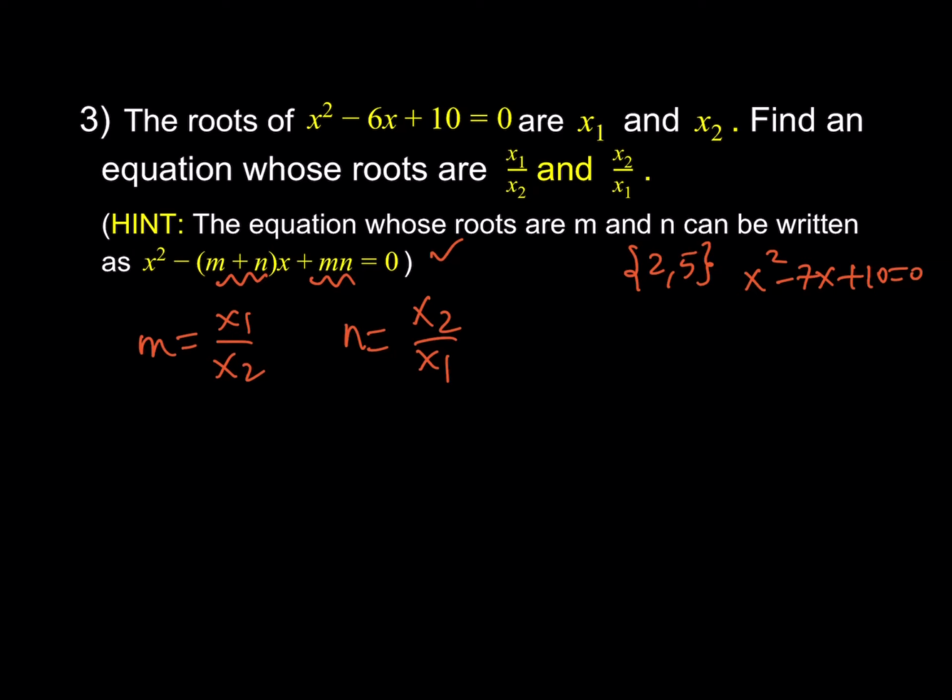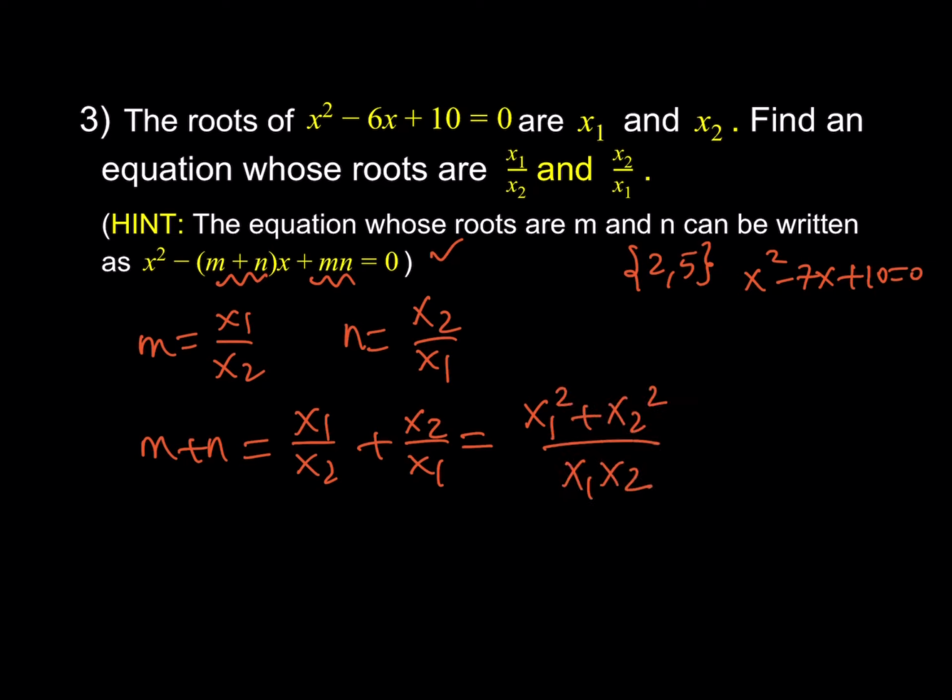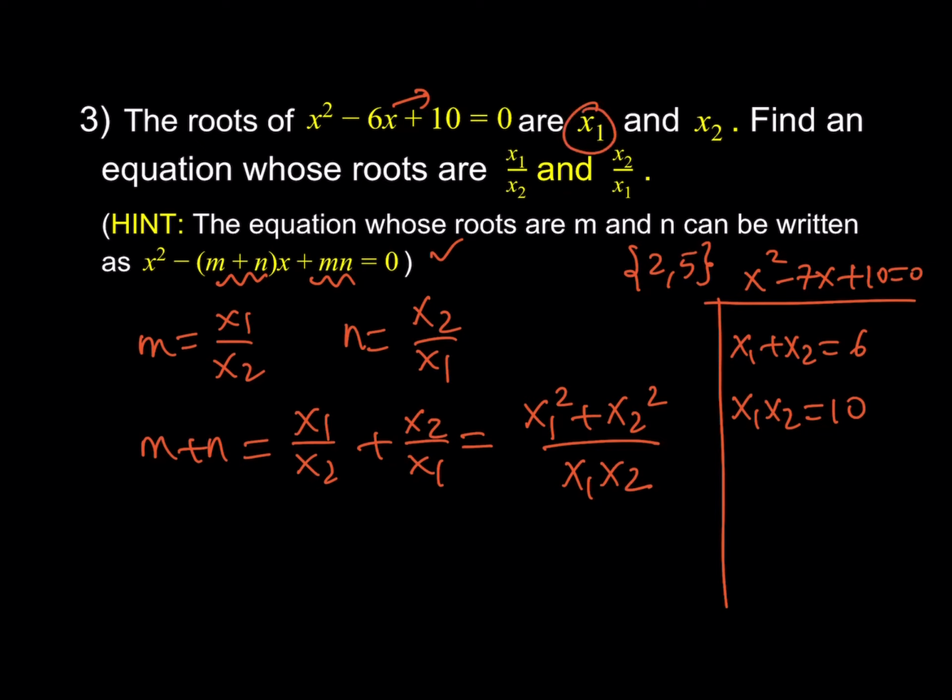So what is m plus n? Let's do it. M plus n is going to equal x1 over x2 plus x2 over x1. Now, this needs to be worked out. Making a common denominator, you get x1 squared plus x2 squared divided by x1 x2. Now, I do know x1 x2 from this equation, by the way. I didn't write that down, so let's go ahead and write it down here. From this equation, I do know that x1 plus x2 is equal to 6, and x1 times x2 is equal to 10. Why? Because x1 and x2 are roots of this equation. Therefore, I can just write that down.